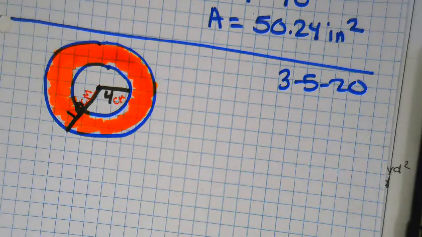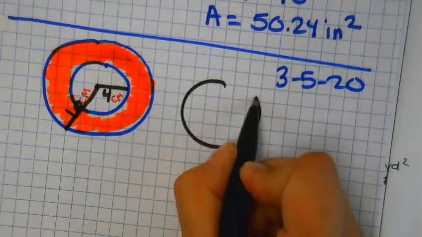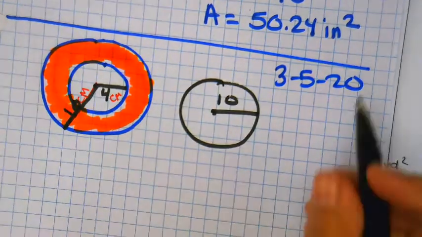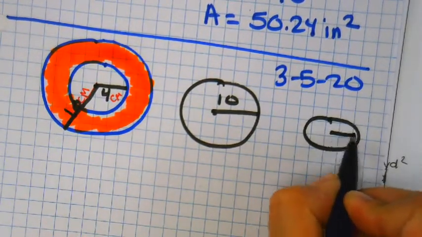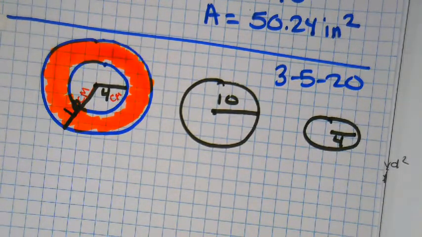Okay, so the interior circle, the radius is 4. The big circle, the radius is 10. Okay, are we good? Are we okay so far? So there's 2 circles, right? The big circle has a radius of 10, and the little circle has a radius of 4. Okay? So, how do I find the area of the shaded part?